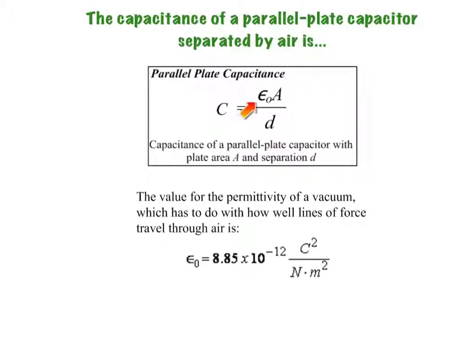Now the value of this constant, epsilon naught, which is the permittivity of a vacuum, is 8.85 times 10 to the negative 12 square coulombs per Newton square meter. So if you're ever bored, you could do a unit analysis of this permittivity constant and see how those units came to be.